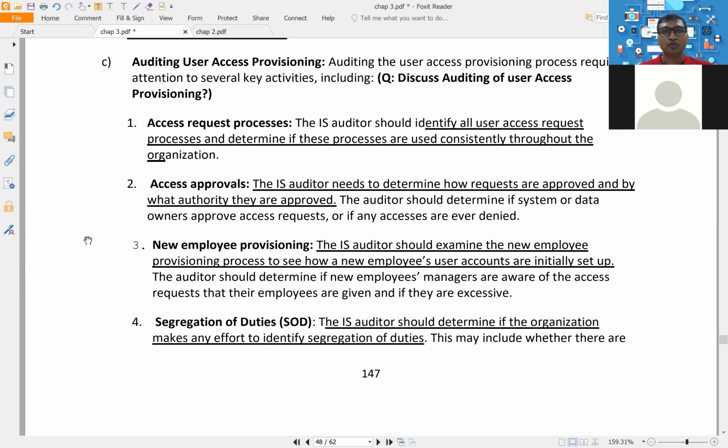In a company, no user can get direct powers. Whenever they want to access beyond their regular powers, they need to request. And there has to be a process for requesting the power. There has to be a process for approving that request. There has to be a process for new employee provisioning. There has to be a process for segregation of duties, how two users will get segregated. That all will come in the user access provisioning system.